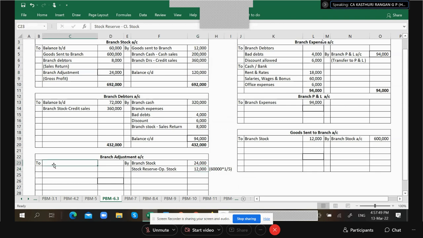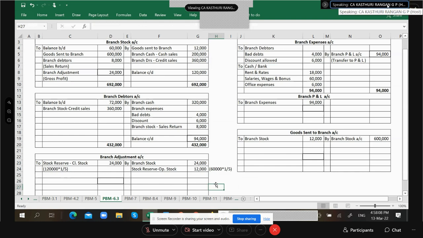On that also apply 1 by 5. Branch adjustment to closing stock, that is stock reserve, which is 1,20,000 into 1 by 5. So loading on opening stock is 12,000, 1 by 5 of 60,000. Loading on closing stock is 24,000, 1 by 5 of 1,20,000.